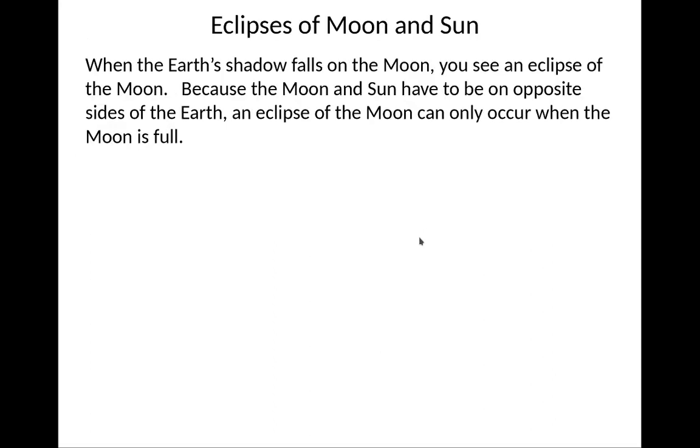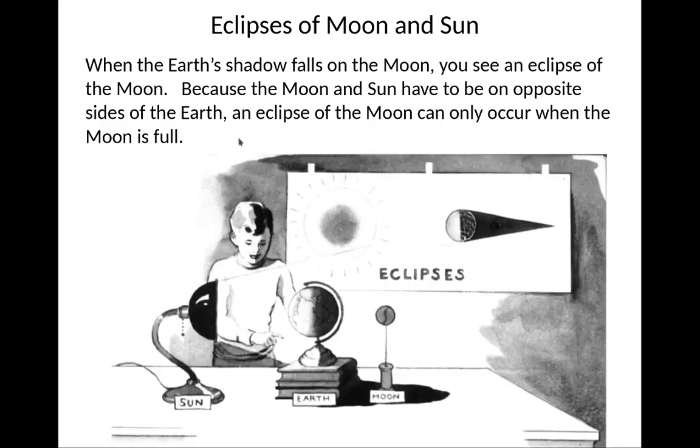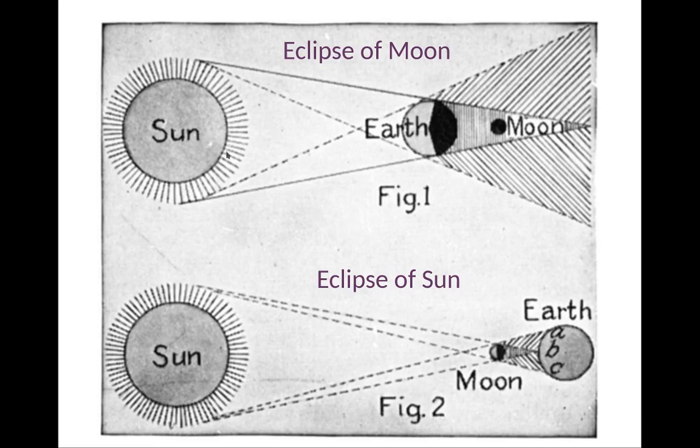Okay, so let's talk about one last thing, which is eclipses of the moon and the sun. Right. So when the Earth's shadow falls on the moon, you see an eclipse of the moon. In order for this to happen, the moon and the sun have to be on opposite sides of the Earth. And so as a result, it can only occur when the moon is full. All right. So here's an example of eclipses. That's an eclipse of the moon.